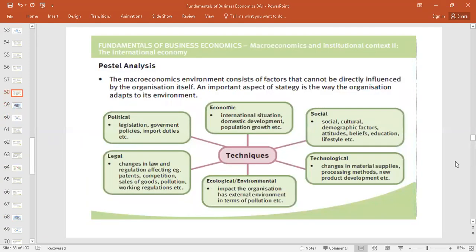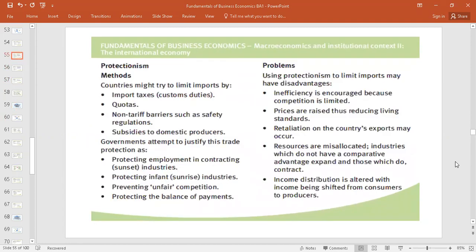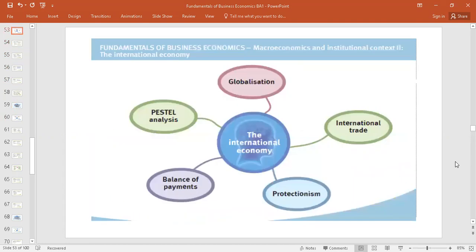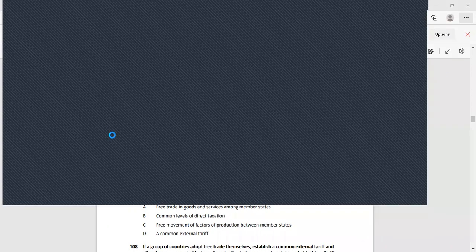So first, before we proceed further to look at the international aspects, let's work out the questions which are connected to the international economy. So I'll take you to the questions file. From question number 106, let's take it up and work it out.